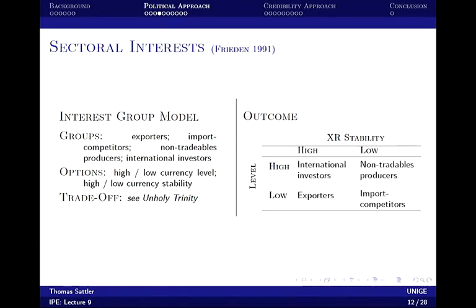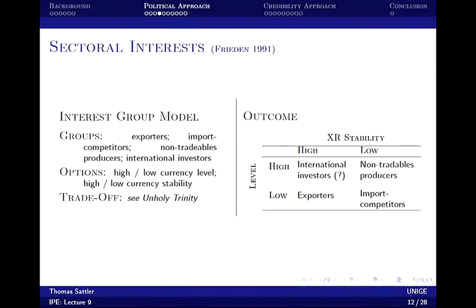And that's what we get. So, and that's the difference to the trade part. The exporters and the import competitors, they have the same preference now when it comes to exchange rate level. Before they were split in trade policy, but here they are united. That's a key difference. They are just united on whether it should be a fixed or a flexible exchange rate. The key political divide comes from the non-tradable producers against the tradable producers, right? The non-tradable producers want a high exchange rate.